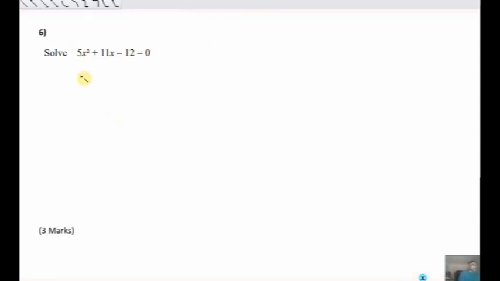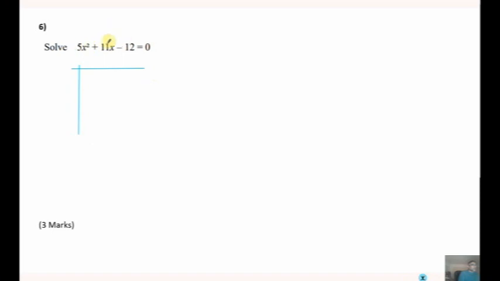So the first method is using what I call a grid, the grid method. When you expand out brackets, you've got 2 things here, so it's a binomial. If you imagine double brackets, you're going to have, in this case, 5x times something, and x times something. Because the 5 is a prime, it can only be 1 and 5x.